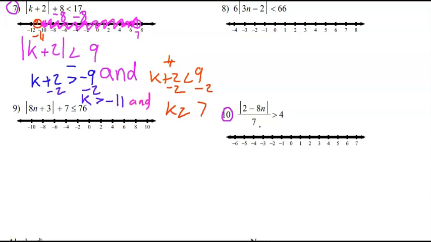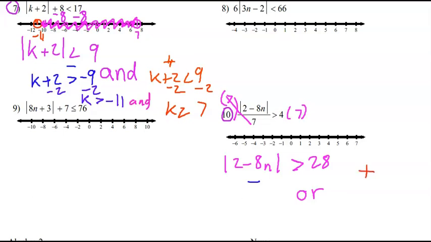And let's look at number 10. The absolute value of 2 minus 8n divided by 7 is greater than 4. We will isolate the absolute value first by multiplying each side by 7. So we have the absolute value of 2 minus 8n is greater than 28. It has a greater than sign, so we're going to put or in between our negative piece and our positive piece.